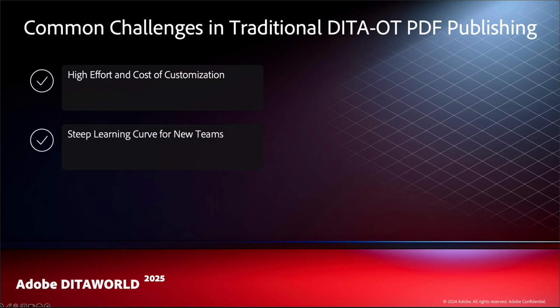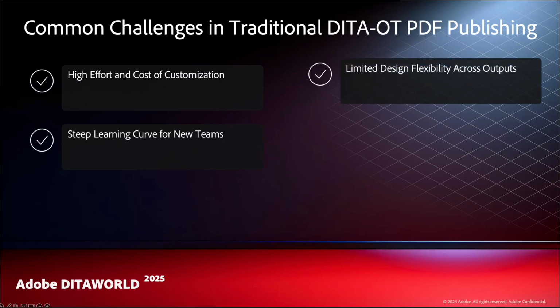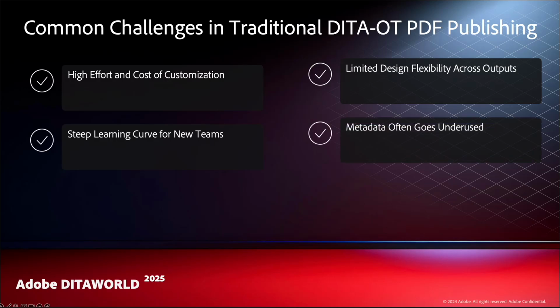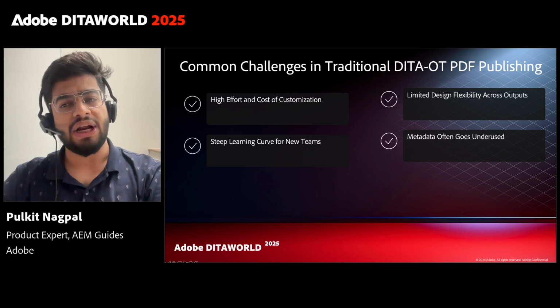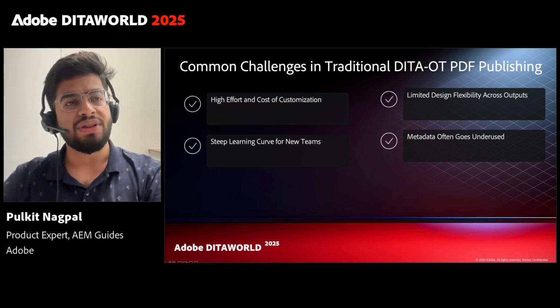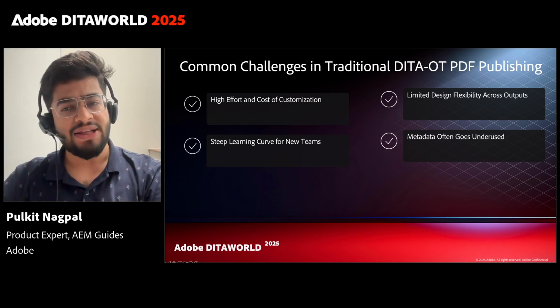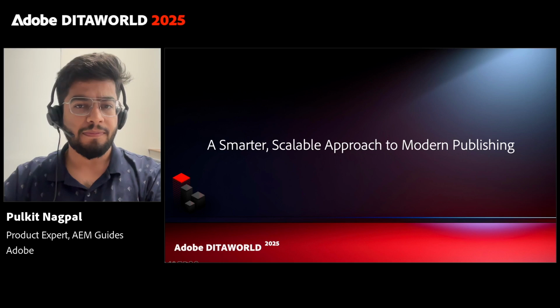The steep learning curve slows down onboarding and cross-team usage. Legacy setups can be tough to adopt, especially for new team members. Modern design needs like web fonts and updating the cover page dynamically often require very heavy custom work that isn't scalable. The metadata often goes underutilized, as it's rarely used to drive automation or smart output decisions. These are some common challenges we have seen across teams.